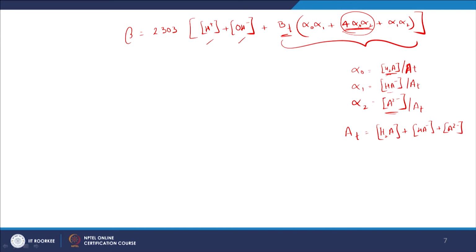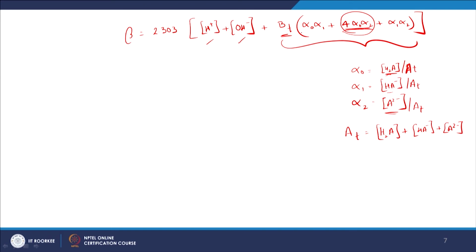Alpha naught gives us an idea about the fraction present as the most protonated form, H2A, and alpha 2 gives us an idea about the most deprotonated form, which is A2 minus. So when one is high, the other one would be almost 0 and vice versa. So we can more or less end up neglecting this particular set of variables here.